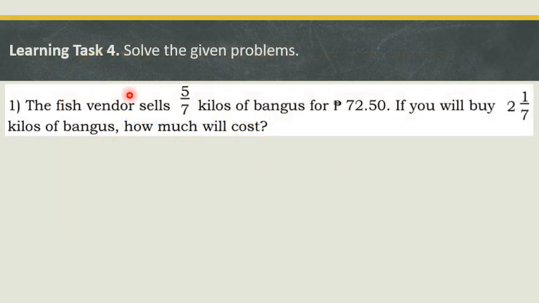So, learning task 4. Let us solve the given problems. The fish vendor sells 5/7 kilos of bangus for 72 pesos and 50 centavos. If you will buy 2 1/7 kilos of bangus, how much will it cost? So, we have 5/7.